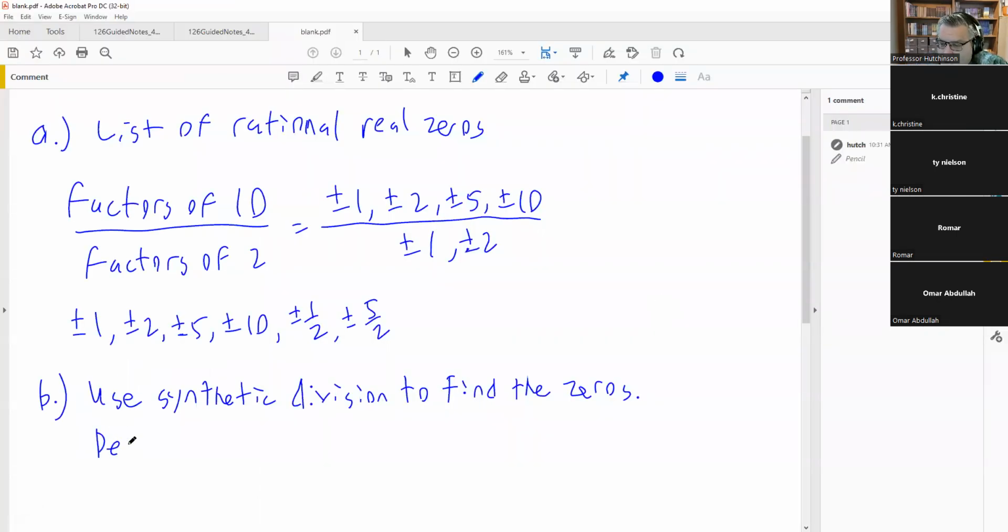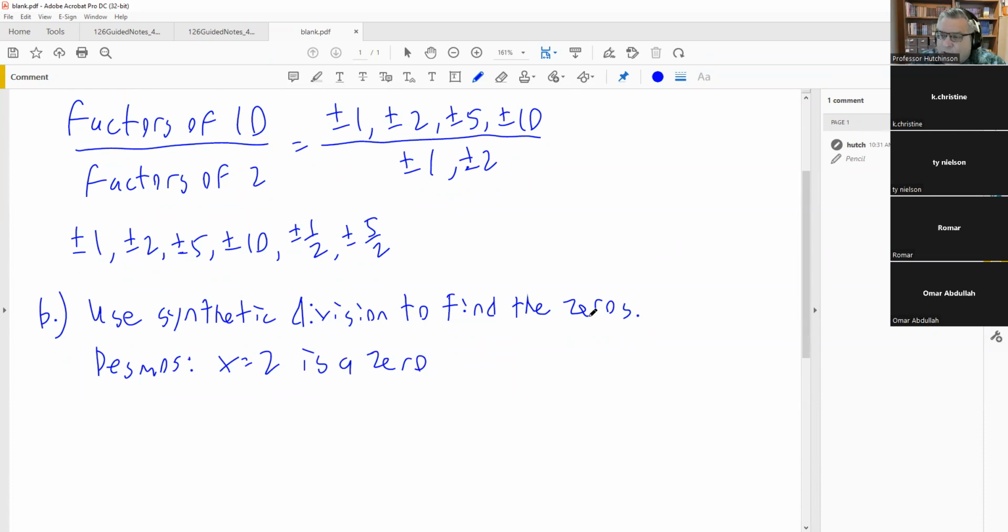So Desmos tells us that x equals 2 is a zero. Okay, so Desmos told us that, which means that I can now use a 2 with synthetic division. So I'm going to put my coefficients in here: -2, -13, 13, and 10. Drop down the -2.